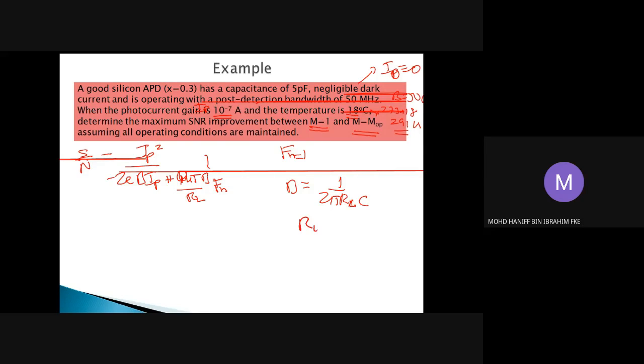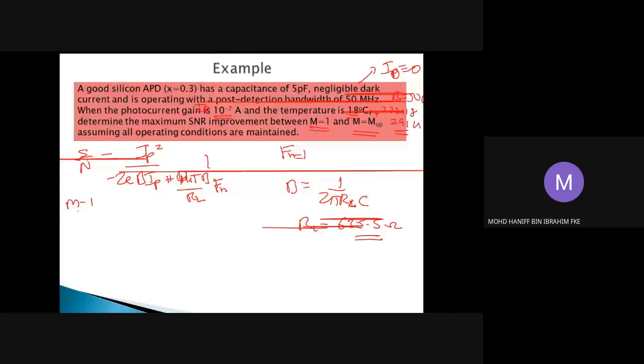So from here, you can find that RL can be calculated. You're going to have RL equal to 635.5 ohm. So that should be your load resistance obtained. Okay, so from here, you can write for M equals to 1.